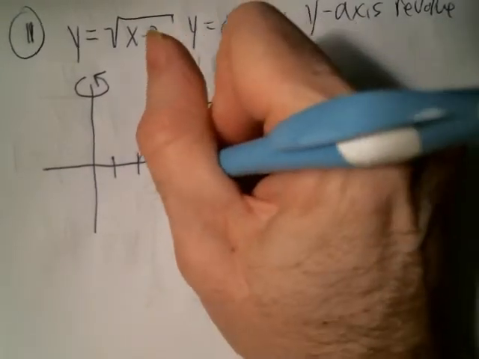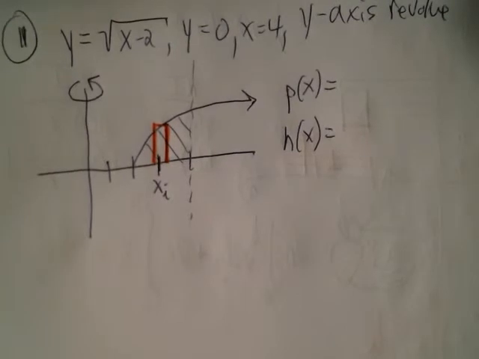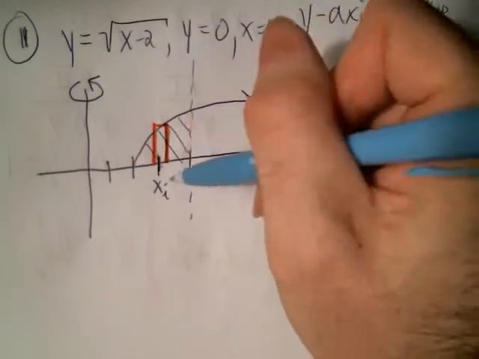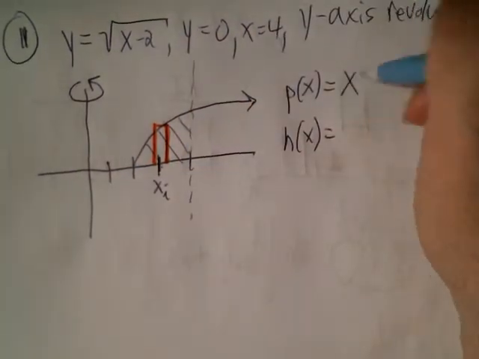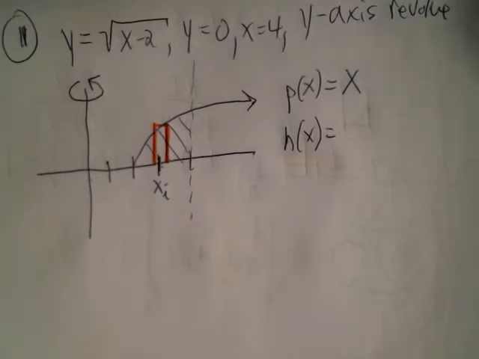So for a general x sub i, the distance from here to here is just the x value. So it's just going to be x, and that happens all the time unless your axis of rotation has been shifted over. It's always p of x is x or p of y is y for x or y axis revolutions.